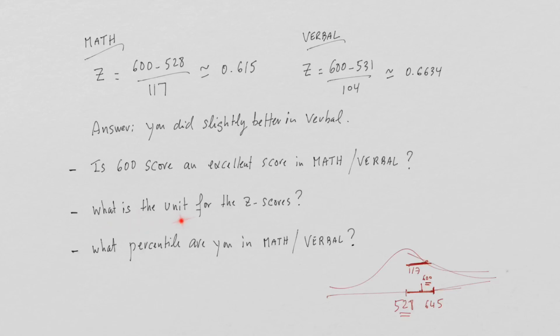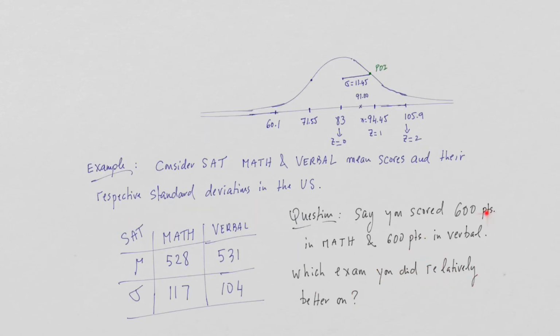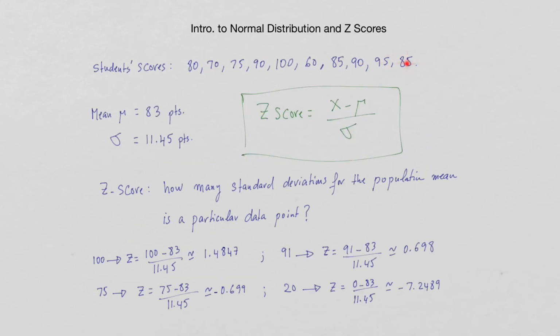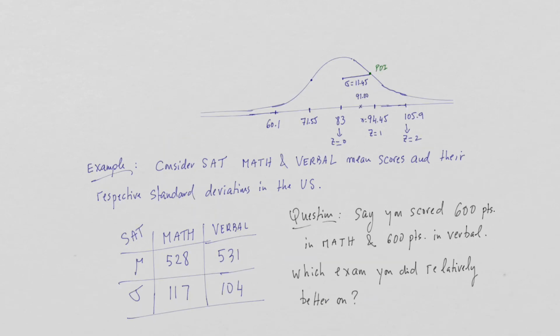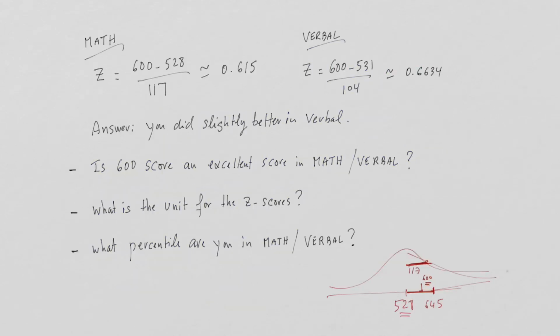Next question, what is the unit for all z-scores? You notice I have been putting points, right? When I went to my tests, I had points here. But notice I just give you the z-score as numbers here, right? What is a z-score? A number. So what is the unit for the z-score? Well, the z-score is unitless, it has no units, and here is why.